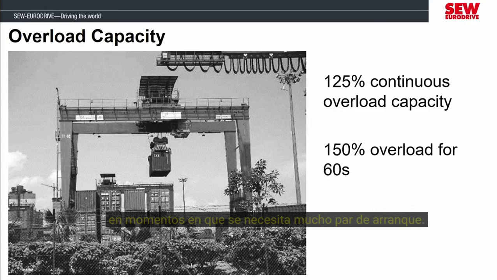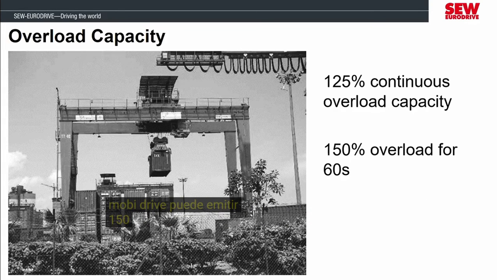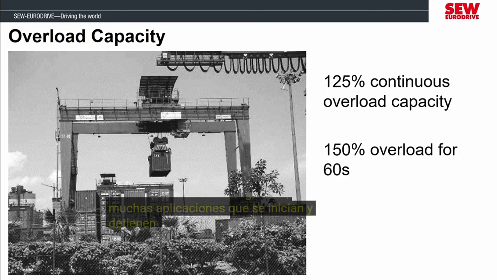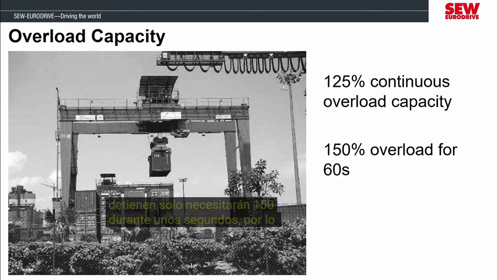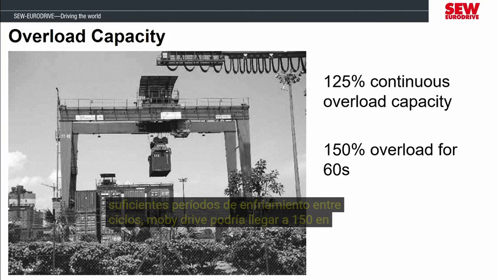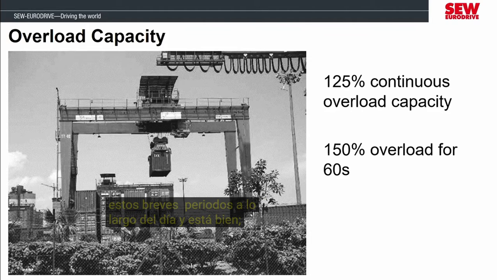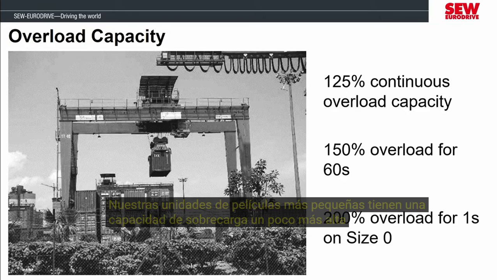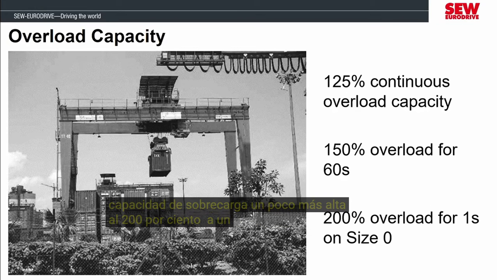For times when there is a lot of startup torque needed, the MOVIDRIVE can output 150% for a total of 60 seconds. A lot of applications that are start and stop will only need 150% for a few seconds, so as long as there is sufficient cooldown periods between cycles, the MOVIDRIVE could go to 150% in these brief periods throughout the day and be okay. However, if the MOVIDRIVE is continuously reaching 150% and holding it steady, then there is likely a mechanical issue occurring that would need to be resolved. Our smallest MOVIDRIVEs have a little bit higher overload capacity at 200% for up to 1 second.